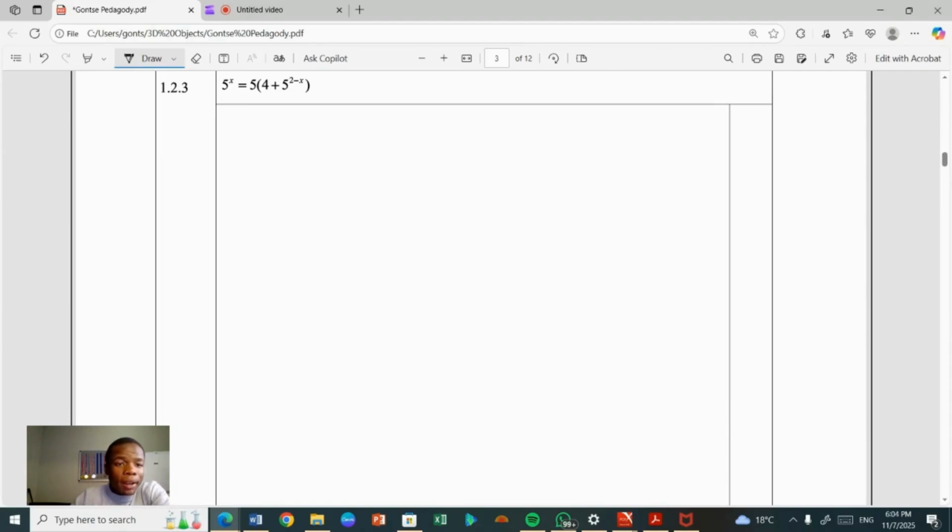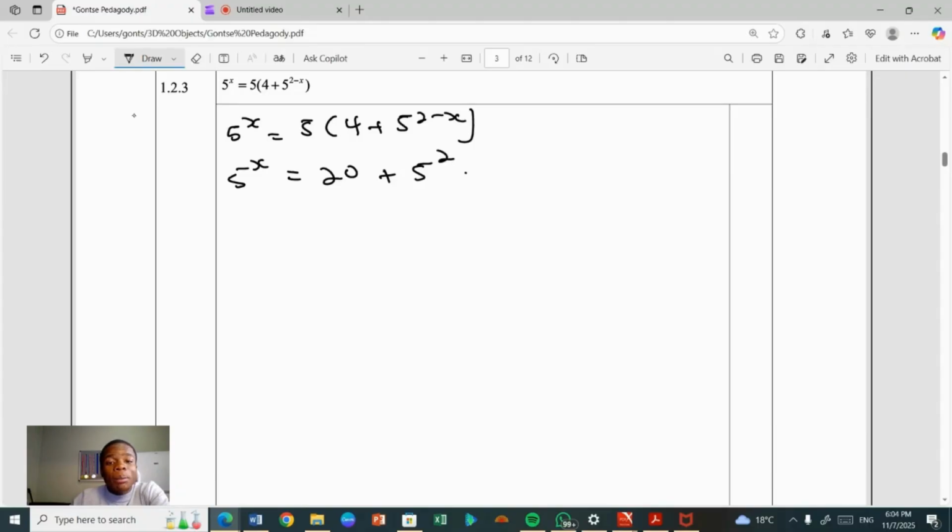So from here you have 5 to the power of x. You have 5 to the power of x is equal to 5 times 4 plus 5 to the power of 2 minus x. From here, you have to know the laws of exponents. So you'll have 5 to the power of x is equal to 5 times 5 times 4. What is 5 times 4? 5 times 4 is 20. 20 plus 5 to the power of 2.